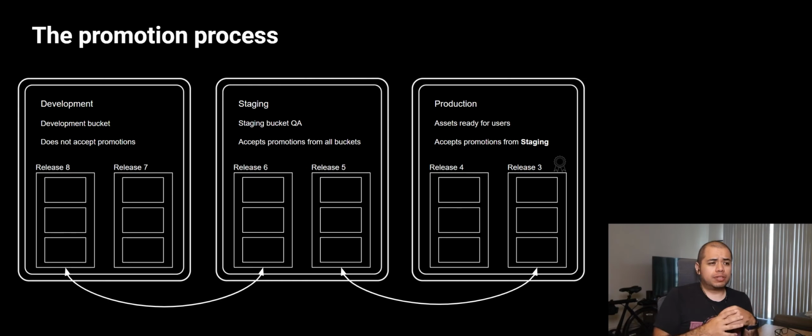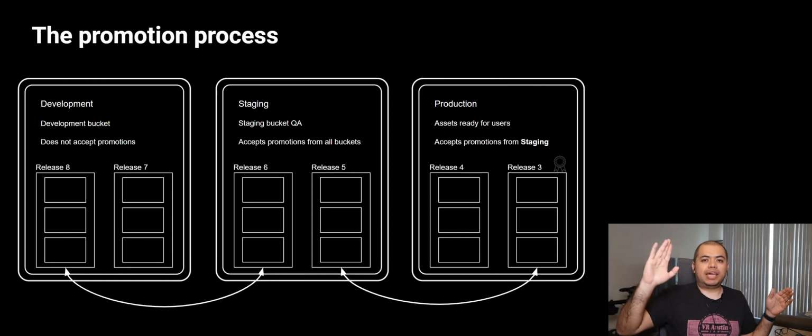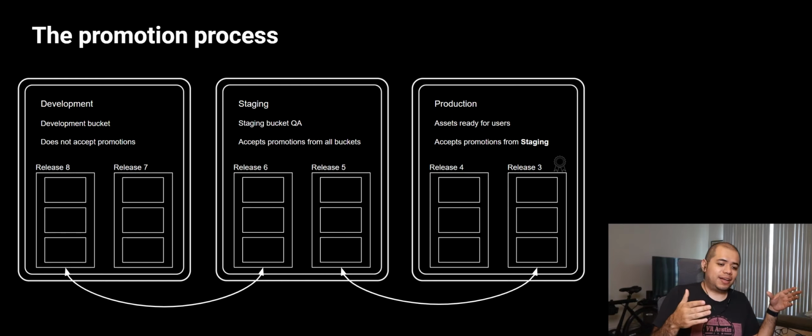There's another process called the promotion process. Basically it means, as you remember, we can have multiple buckets. I'm developing in the development bucket, and I say, okay, release 8 is working. I'm going to send that to my testers or to the QA team. So I promote my release to the staging bucket, and then people or the QA team run tests, and then they say, oh, you know, release 5 from all the releases that got promoted.